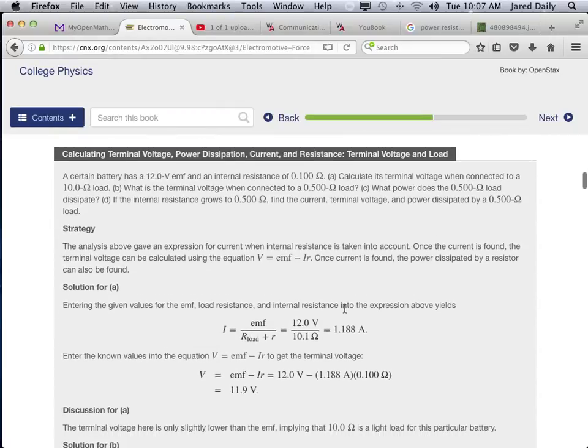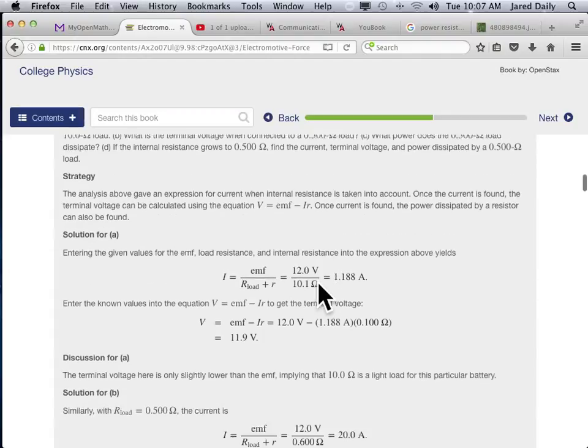So here we have a battery that's a 12 volt EMF battery. That's the amount of voltage it has when it's not driving current. It has an internal resistance of 0.1 ohms. That's the little r. We want to calculate its terminal voltage when it's connected to a 10 ohm load.